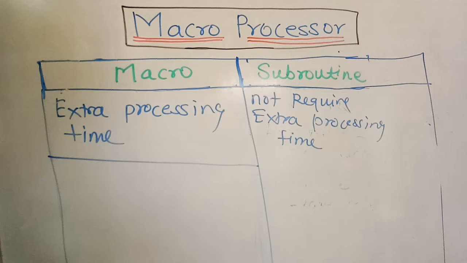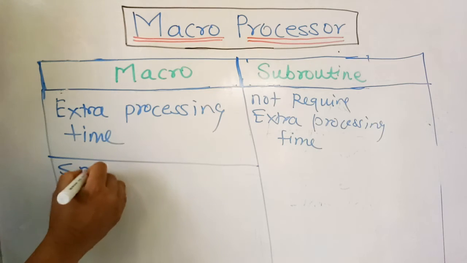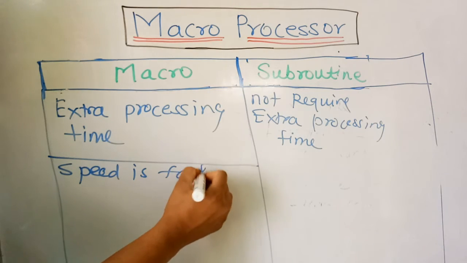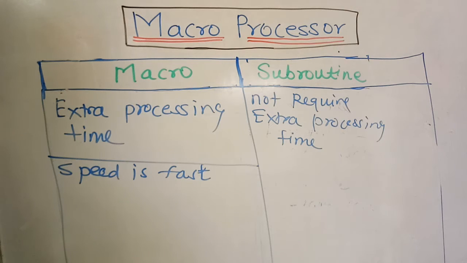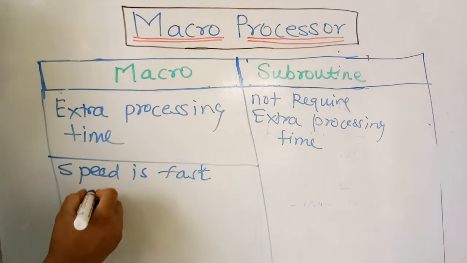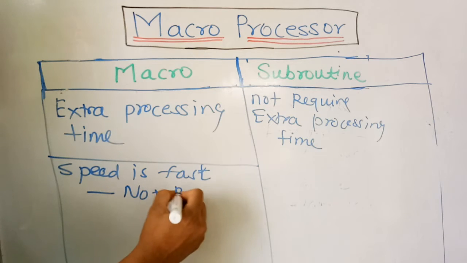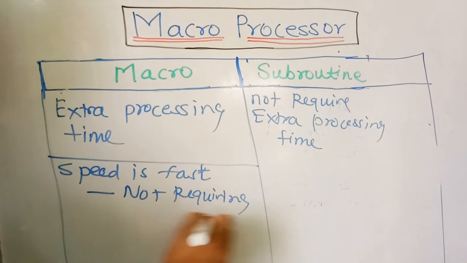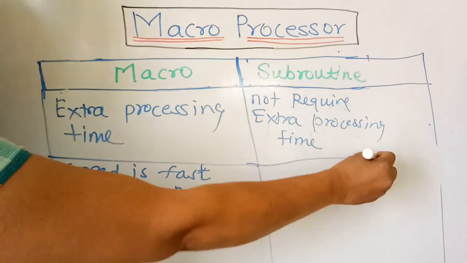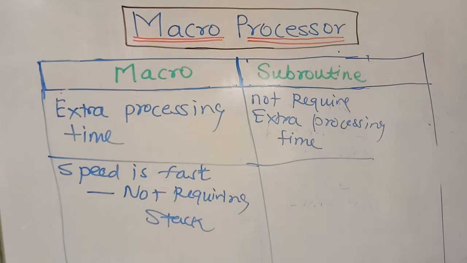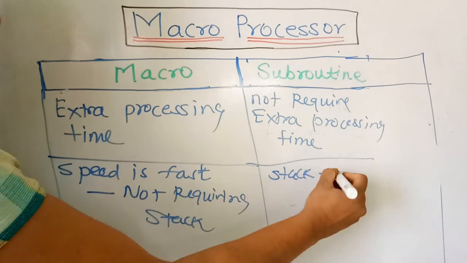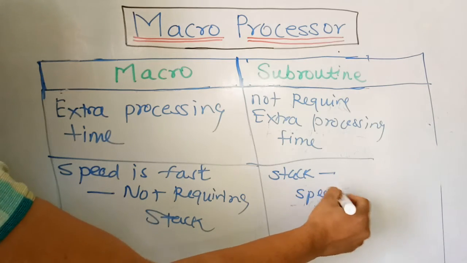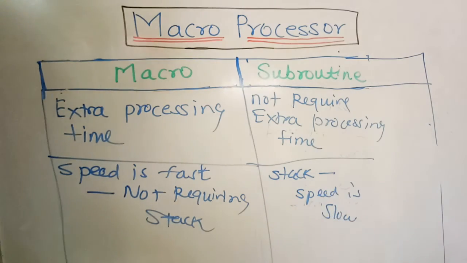The next differentiation is that the speed of the macro's object code is very fast. Speed is fast because it does not require any stack manipulation, because it is not requiring a stack. So you can easily tell about the subroutine that as it requires the stack, its speed is slow. Next, what is the difference?